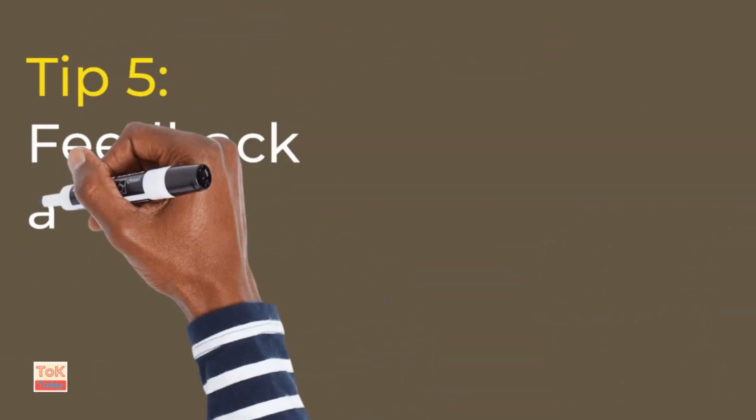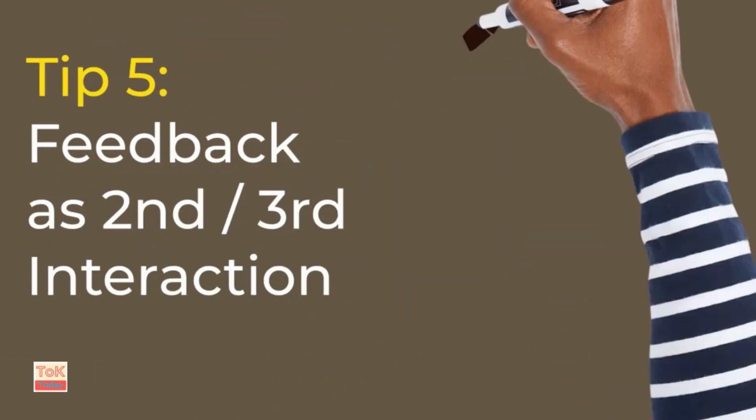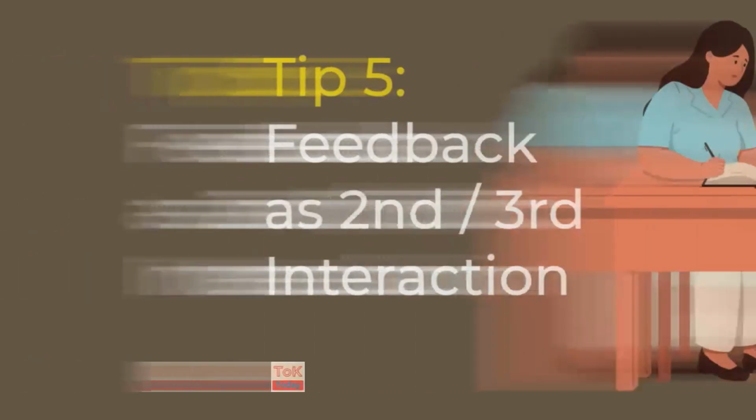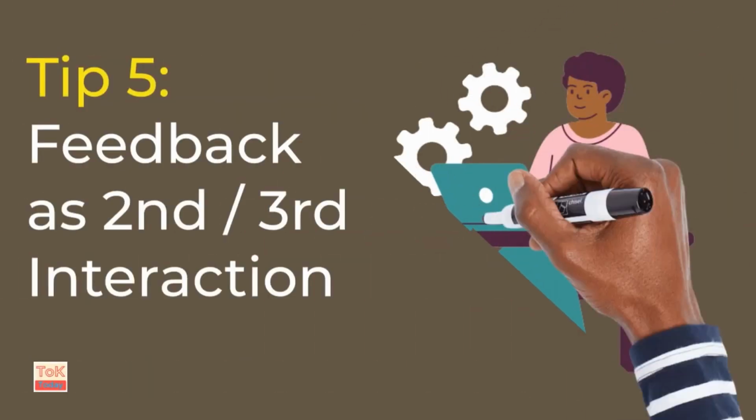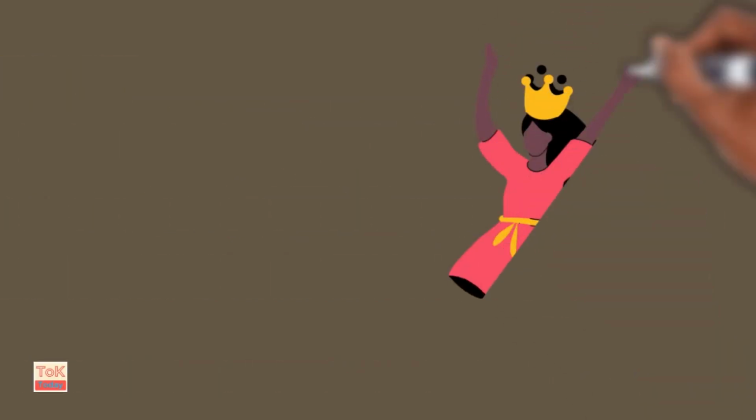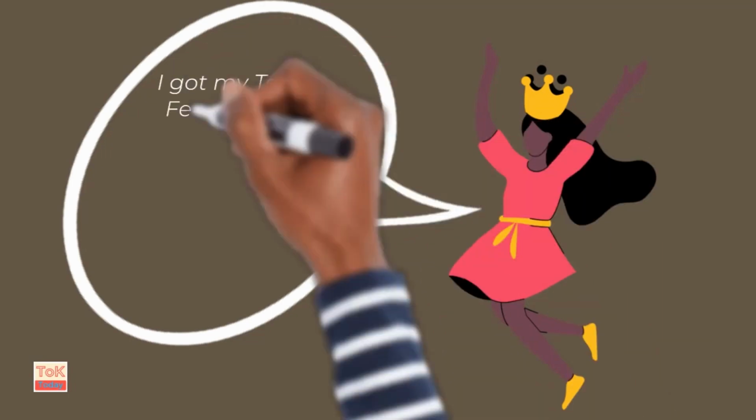Number 5, feedback as the second or third interaction. Using the handback of written feedback as the second or third recorded interaction with the student is both useful and good educational practice. You've spent a lot of time writing the feedback, so it's worth using a little more time holding individual feedback meetings with the students, checking that they have read the feedback, understand the feedback, and have plans to act on the feedback. After this feedback meeting, I ask students to record the meeting as their second or third interaction with me. And that's it. 5 tips for marking the ToK Essay Draft.